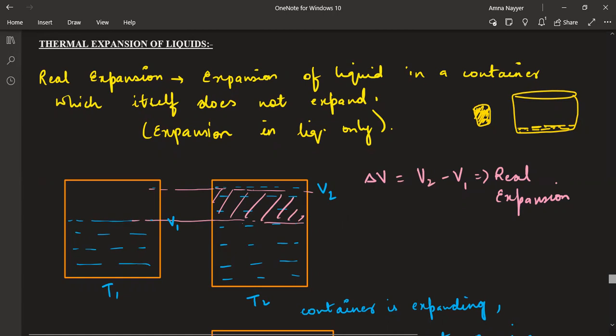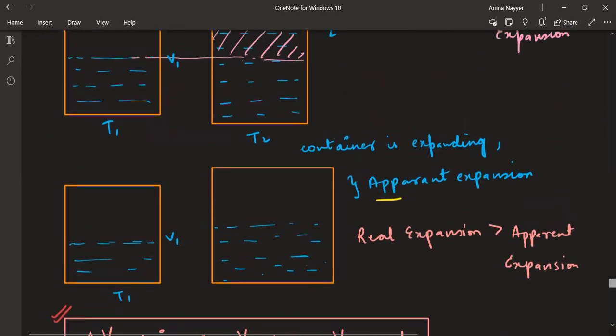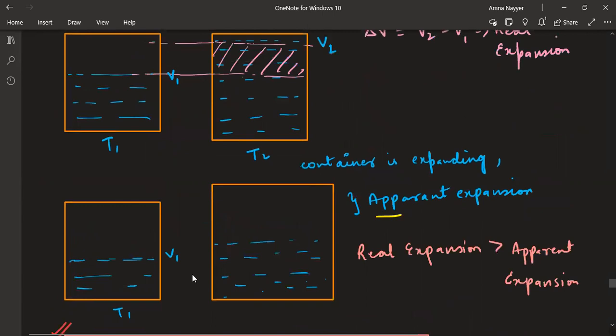But if the quantity of volume of the liquid is not changing, and the container is expanding, that is known as apparent expansion. That will look as if the liquid is also expanding along with it, but in reality it is just the container expanding. So you will always have real expansion greater than apparent expansion. Why? Because in real expansion, the actual volume of the liquid was expanding. Right now, only the container is expanding, so whatever volume was initially kept, it is still the same. That is the difference between real expansion and apparent expansion.